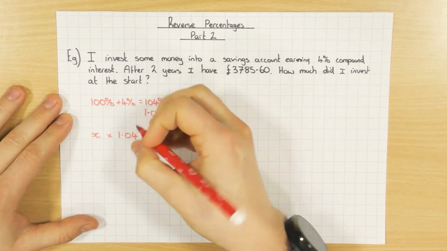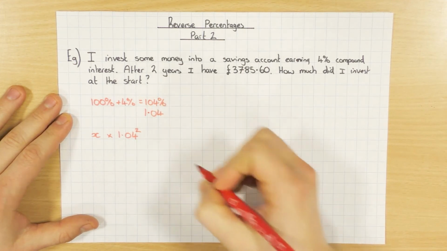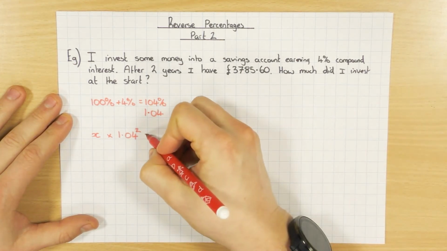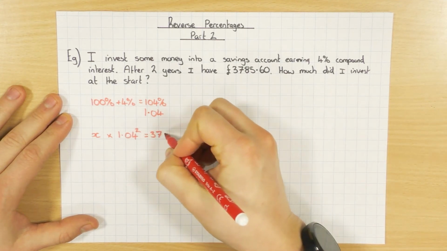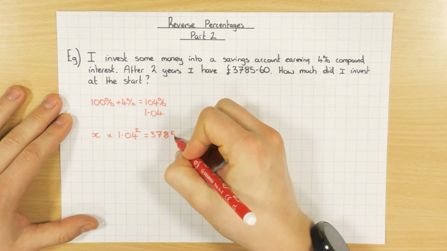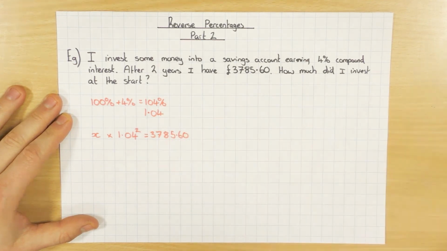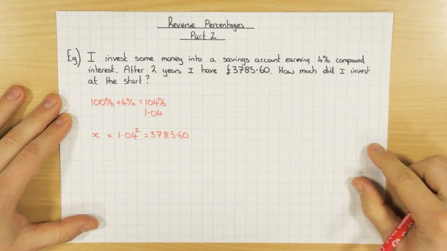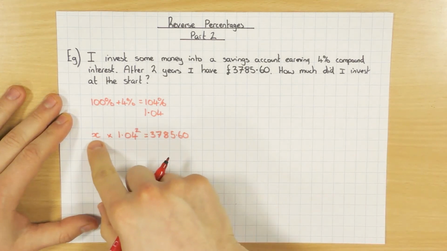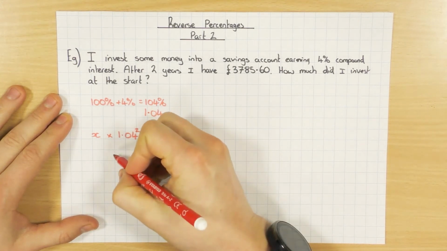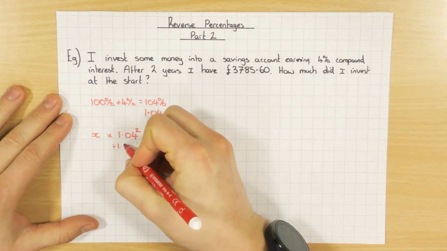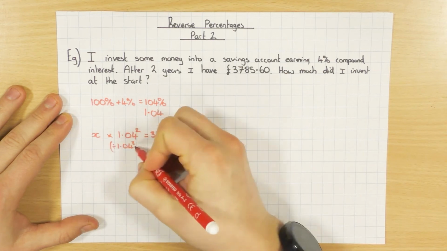But if I do it for 2 years, if you remember from the compound interest video, we would do it to the power of 2, and that would equal my amount, which we know is £3,785.60. Okay? All you need to do from this point is just rearrange the equation. So I want to get X on its own, so I'll want to get rid of this 1.04 squared, so do the opposite and divide by it. So I'm going to divide both sides by 1.04 squared.